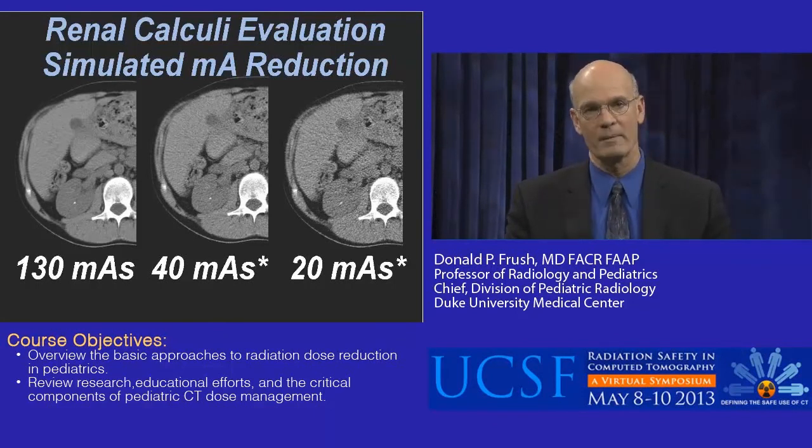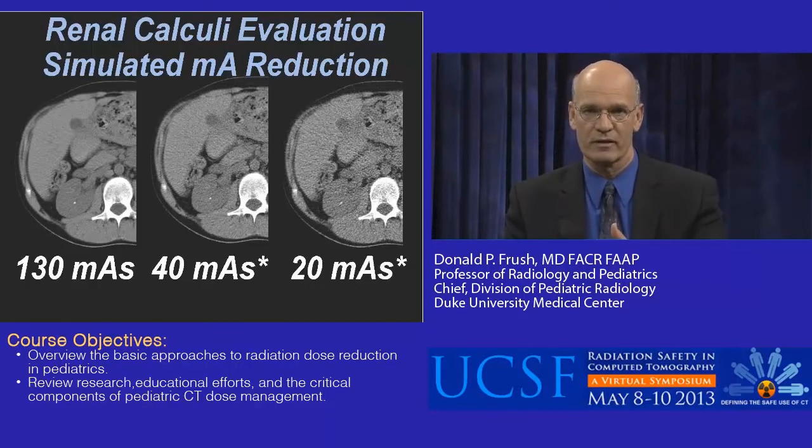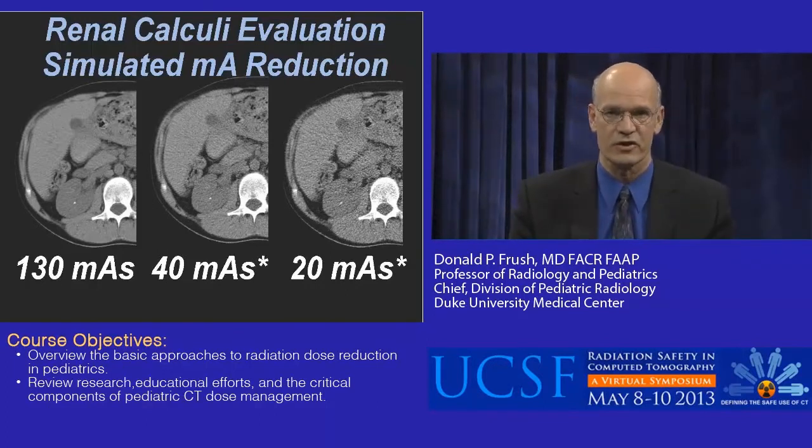So lower mA, higher image noise. It needs to be indication specific. We may not want to decrease the noise as much looking for appendicitis, but for kidney stones, which are very bright high contrast lesions, it may be perfectly reasonable to do that degree of change.